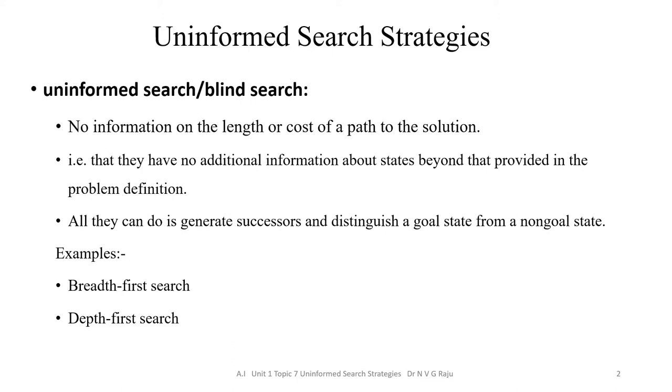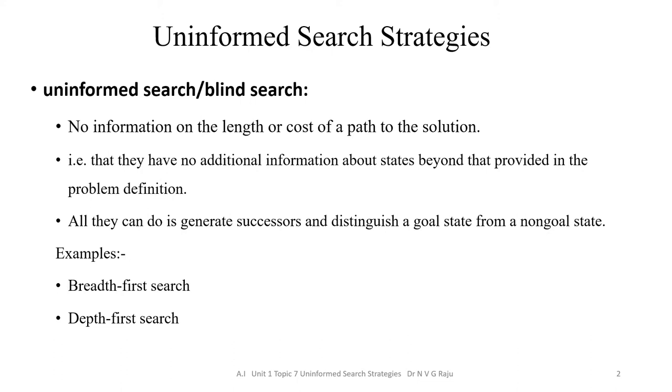A problem consists of 4 parts. They are initial state, set of actions, goal test function and path cost function. An environment of a problem is called as state space. A path in a state space from initial state to goal state is called as solution.